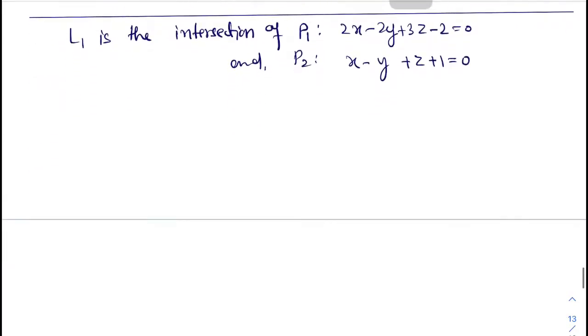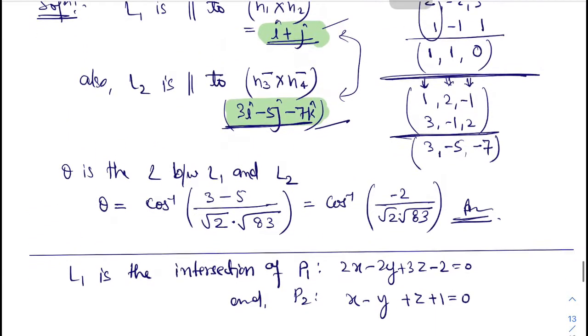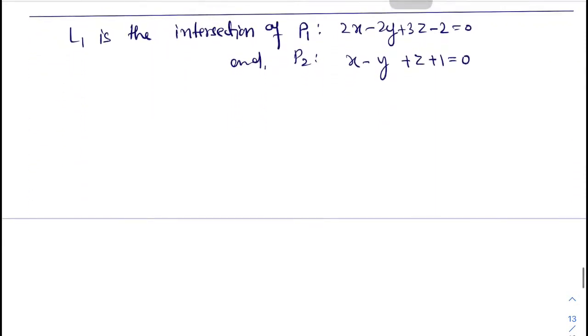In order to write the equation of any line, we require two things. One is its parallel direction. We have already determined the parallel direction of L1. L1 was parallel to i cap plus j cap. So let me write, the parallel vector of L1 is i cap plus j cap. The only thing we need is any point on the line L1. Then we will be able to write the equation of L1. So how do we determine any point on L1?